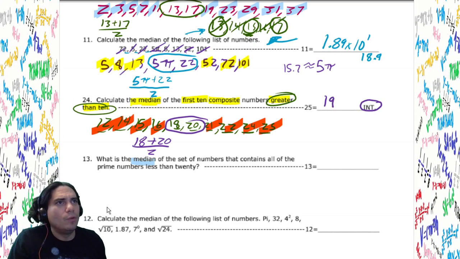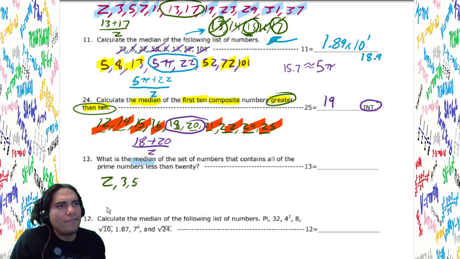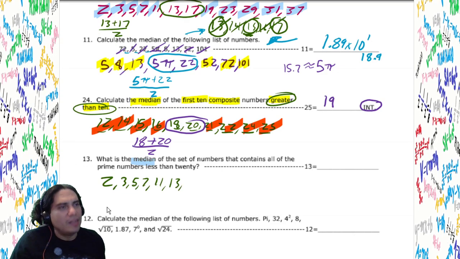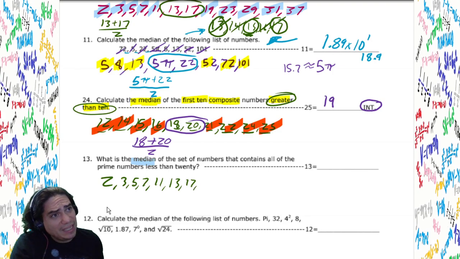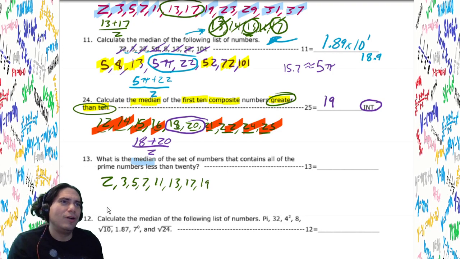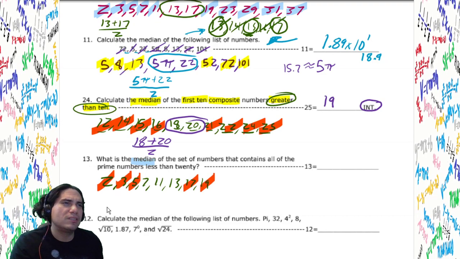Less than 20. Well, we've been practicing this all day, so let's get it popping. 2, 3, 5, 7, 11, 13, not 15, but 17 and 19. All numbers less than 20. Let's go ahead and keep it. 1. There you go. Let's cross out, let's do our endpoints. Let's cancel our endpoints.